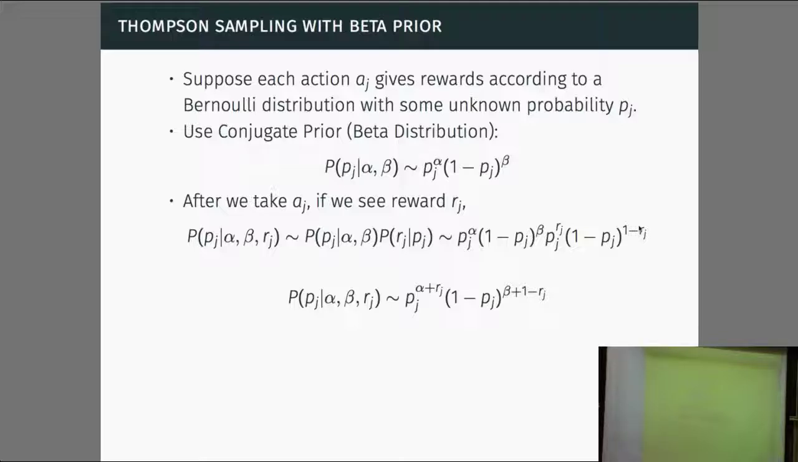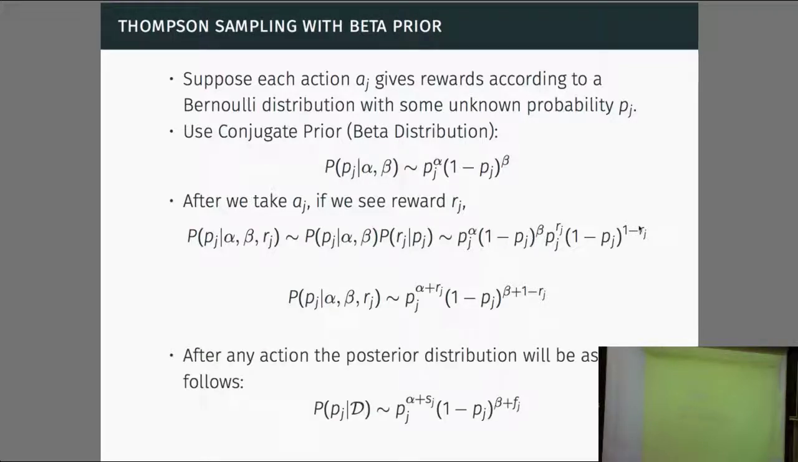Right? So if we simplify this, we just get that it's equal to P sub j to alpha plus R sub j times 1 minus P sub j to beta plus 1 minus R sub j. Okay? So that's why it's a conjugate prior, because we end up with a beta distribution with just the parameters alpha plus R sub j and beta plus 1 minus R sub j. Now in particular, once we do this many times, after any action, the posterior distribution is going to be as follows.